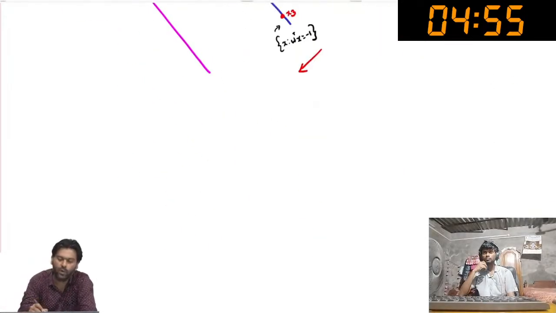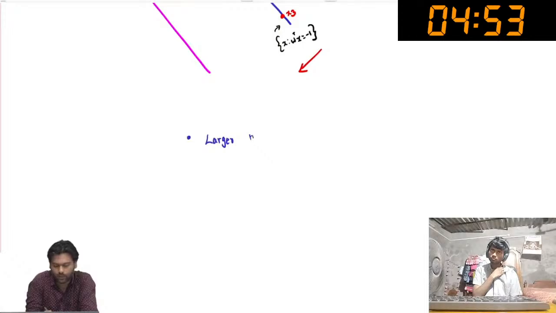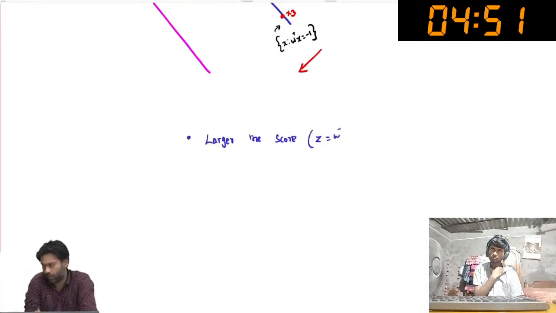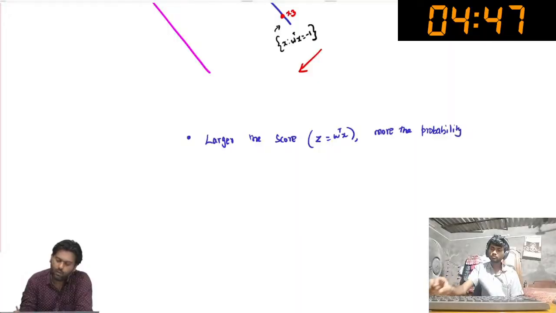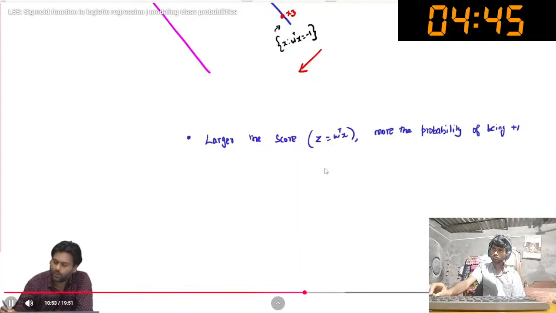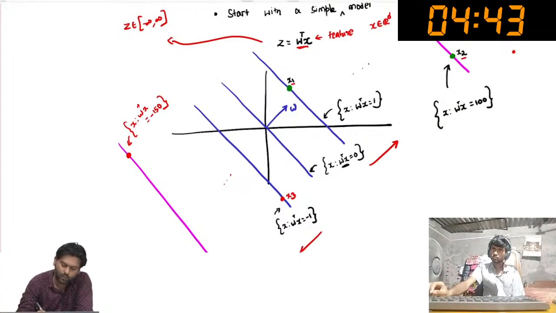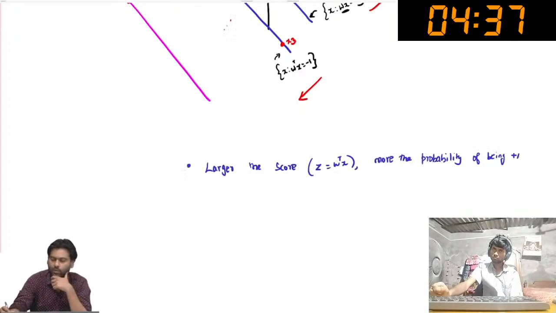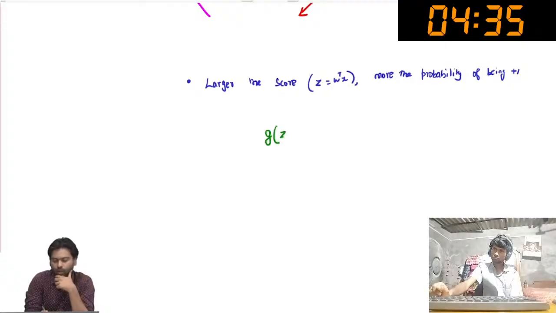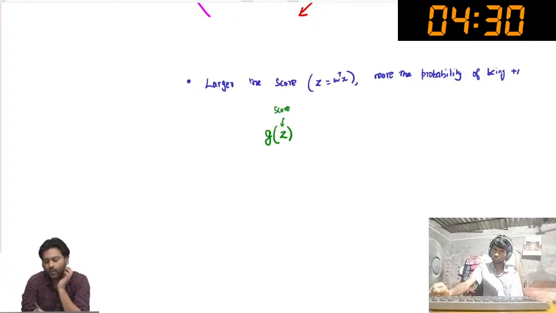So what do we want here? We want the following: the larger the value of z, the larger the score, which is z equals W transpose x, the more the probability of +1. The first question is what happens if we find a point which lies exactly on the separator, which means that we are not really sure if it's going to be +1 or -1, so we can give equal probabilities for them. So we want some function g which takes the score as input and outputs a probability, but this g of z should be 0.5 if z equals 0.